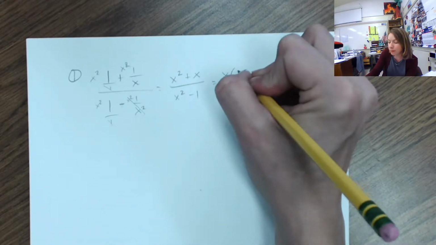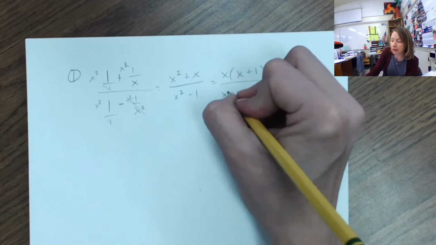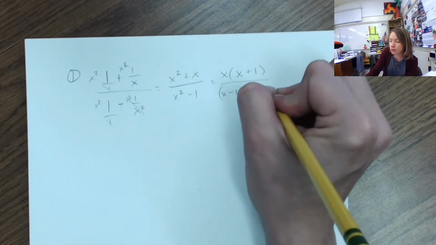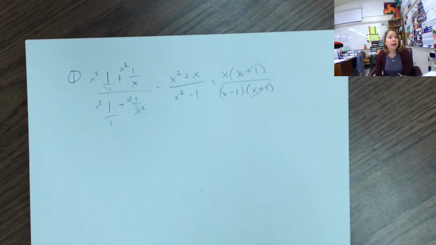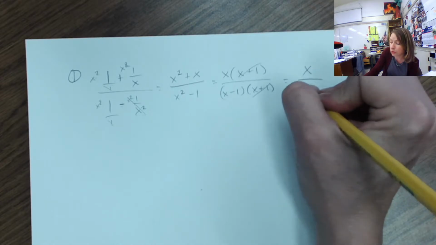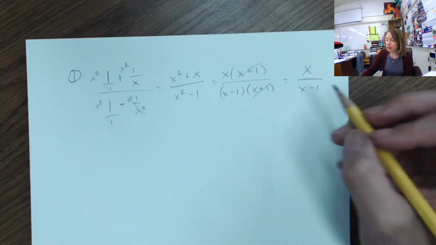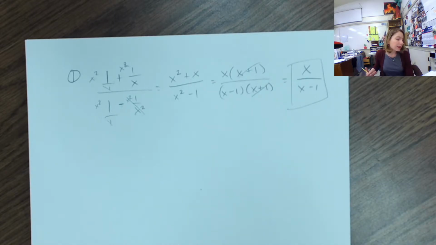On the top, I can factor out a greatest common factor. On the bottom, I've got x minus 1, x plus 1, because that's a difference of squares. So those can cancel. Now that I've got them in terms of multiplication, I can cancel them, and I've got x over x minus 1. That's going to be my final answer there, okay? And if you look, a lot of these are very, very similar. These first few ones, all you're doing is just multiplying the top and bottom by whatever that common denominator is of all of your terms.